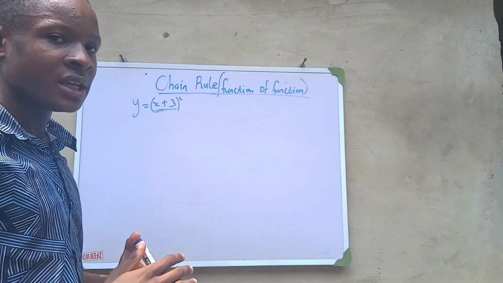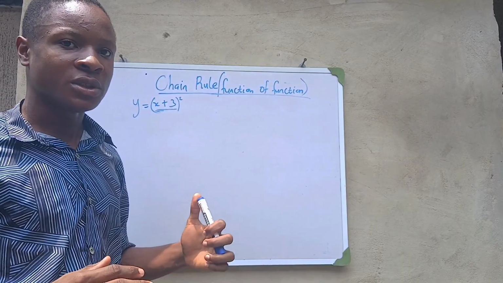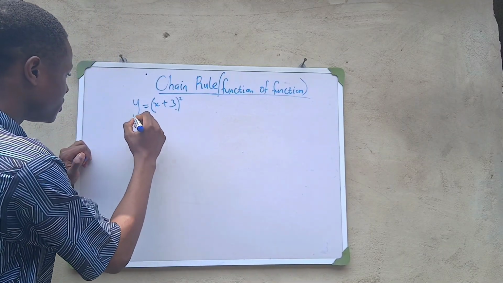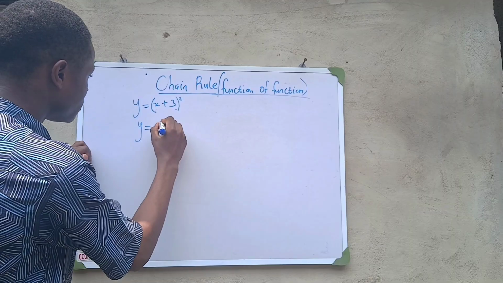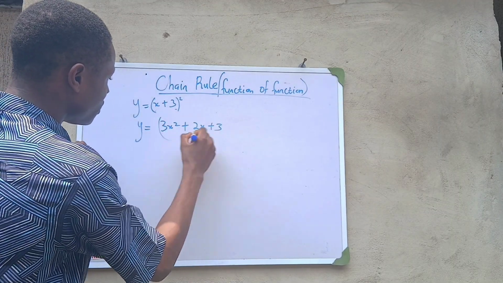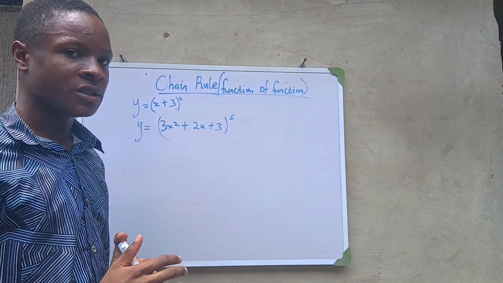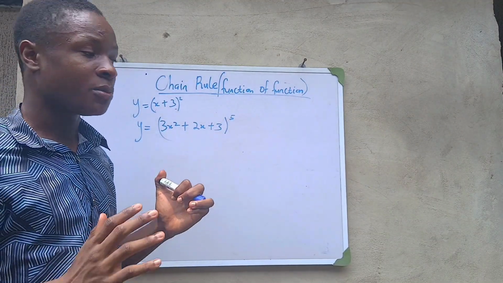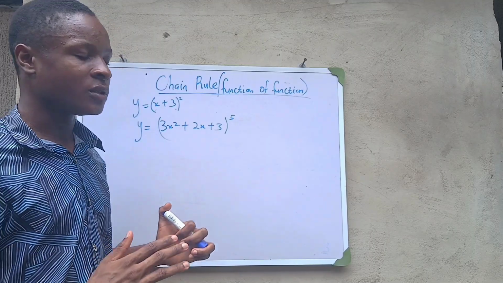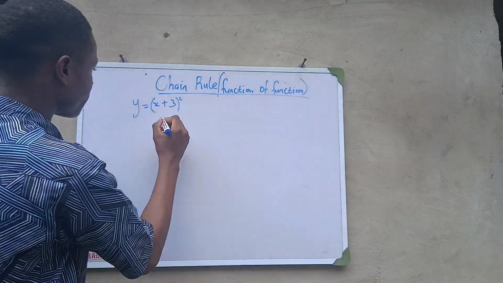So anytime you see a function raised to a given power, you know that we need to use chain rule. So another example where we use chain rule is y is equal to (3x squared plus 2x plus 3) all raised to power 5. You can use chain rule to solve this. So anytime you have a function raised to a given power, you know that we need to use chain rule to solve it. So now let's solve this first one.